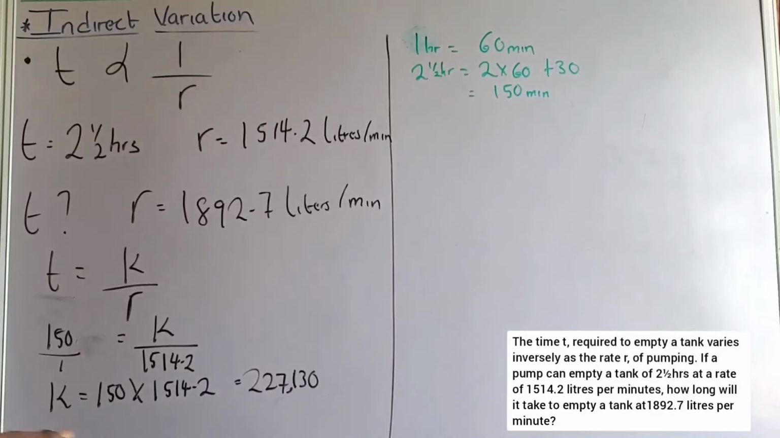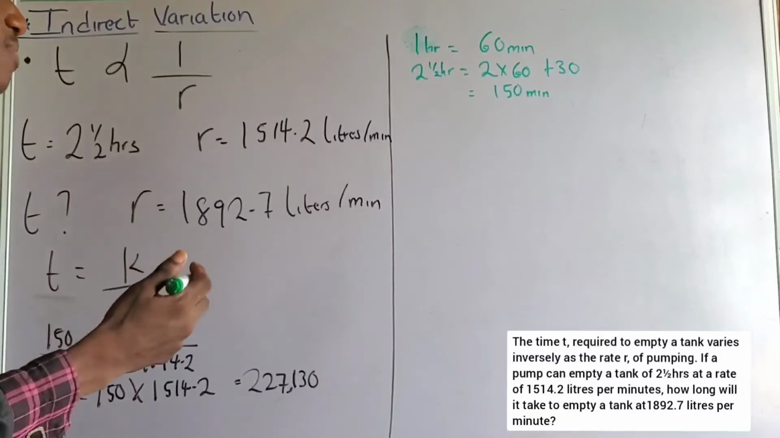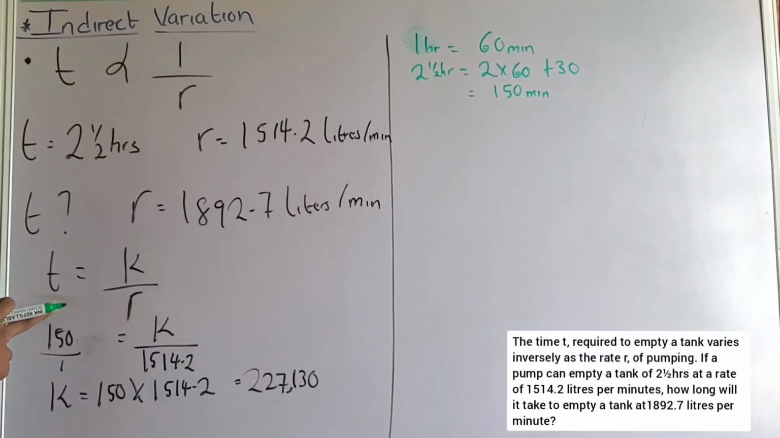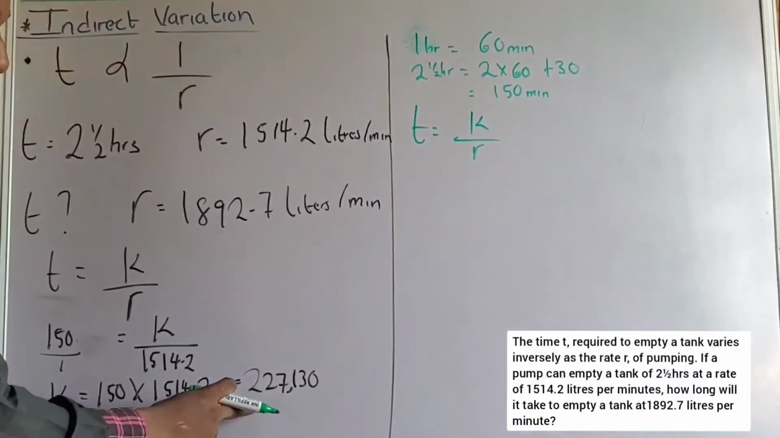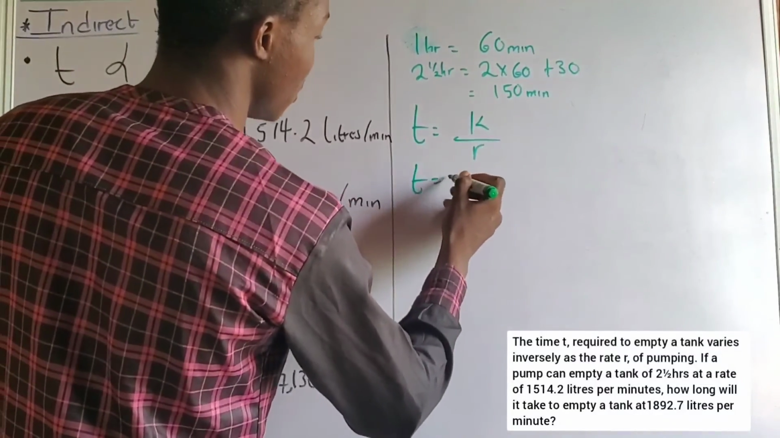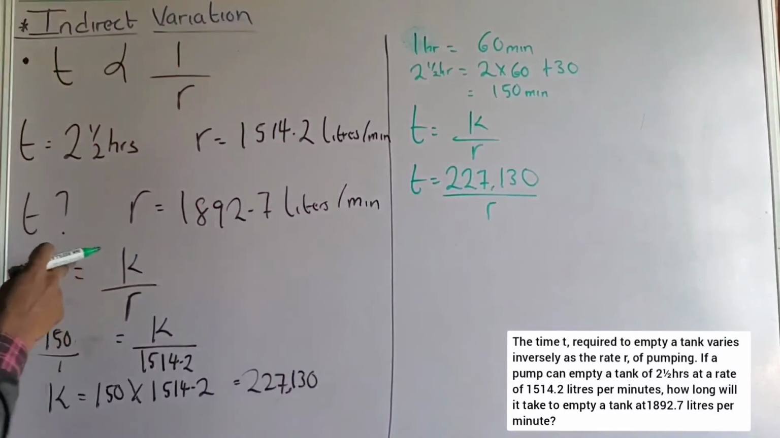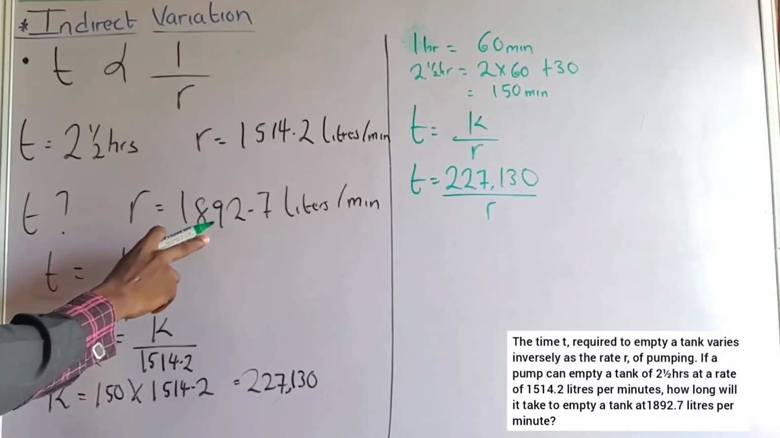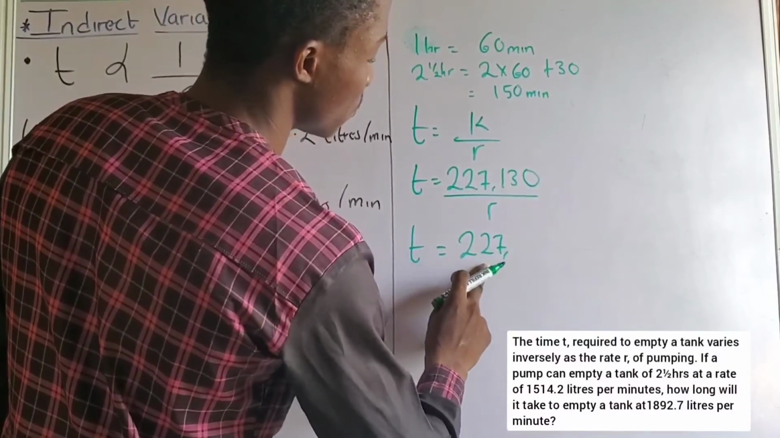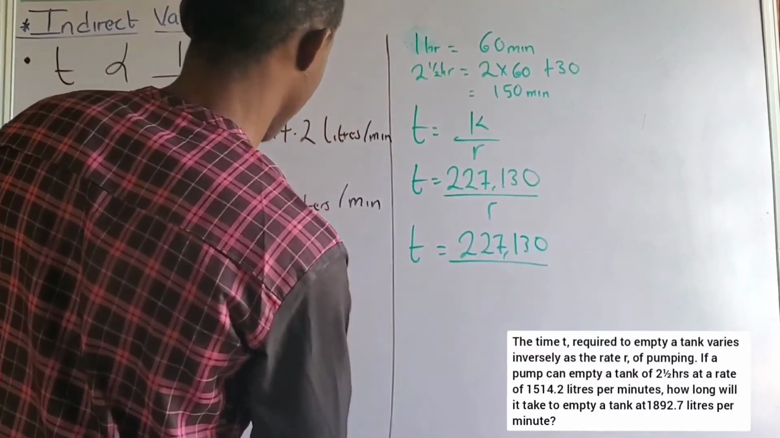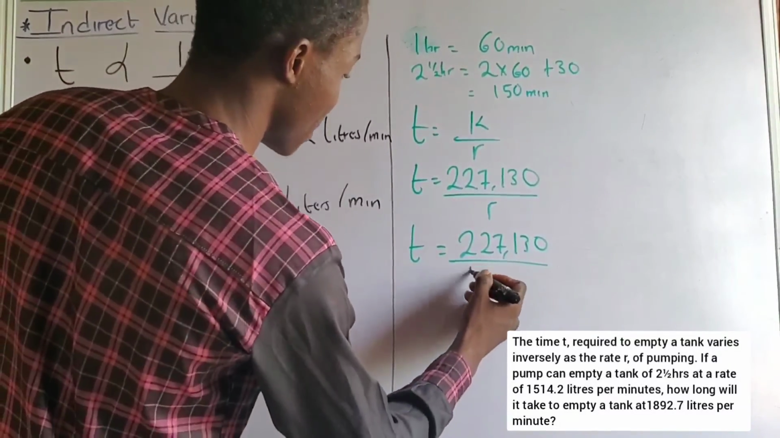Now, having gotten the value of K, we can proceed to calculate the time when the rate is 1,892.7 liters per minute. With respect to this relationship, I'm going to have T equals K over R. Now K is 227,130. So T equals 227,130 over R. Now we can get the value of T when R is 1,892.7 liters. So the time is equal to 227,130 all over R. Now R is this, so I'm going to have over 1,000. Let me use black marker.